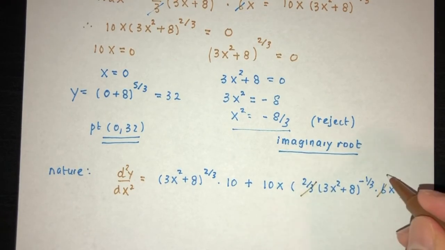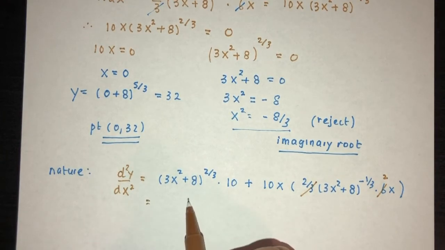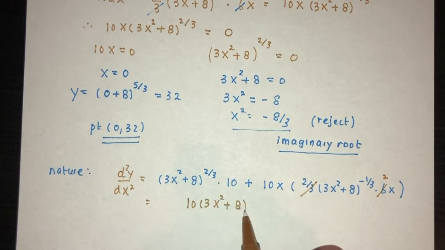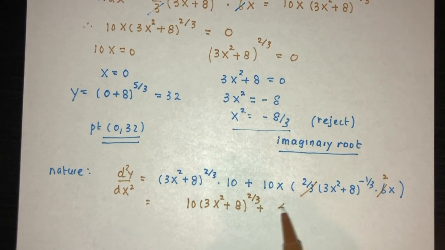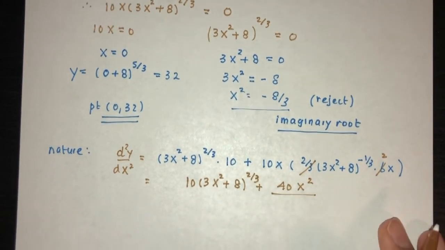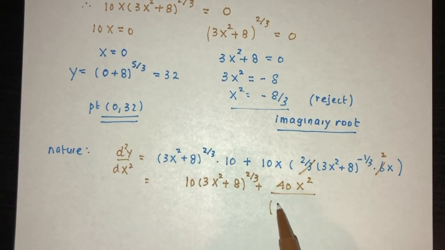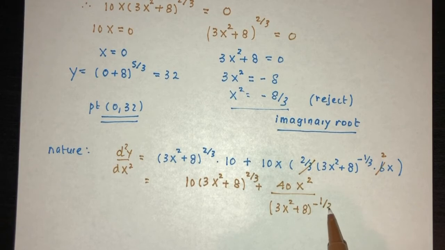Cancel, cancel. That will be 2. You will have 10 (3x squared plus 8)^(2/3). And you have, so 2 times 2 is 4, times 10 is 40x squared over this thing, that will be (3x squared plus 8)^(1/3).